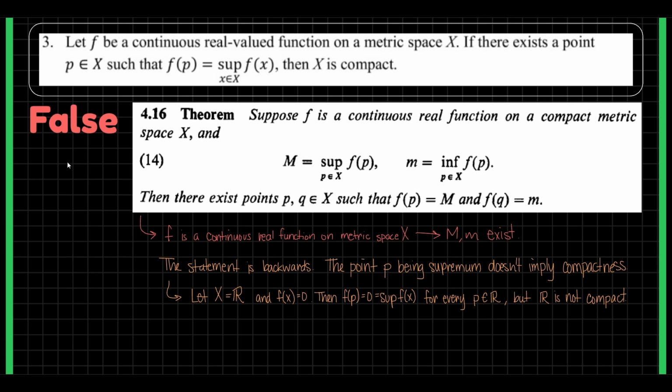For number three, I chose false. The theorem here says the supremum and infimum, but the if-then statement says that the compact metric space implies that there are the supremum and infimum points. However, the exam statement has it backwards, and it says that the existence of a supremum point then implies X is compact, which is not true.